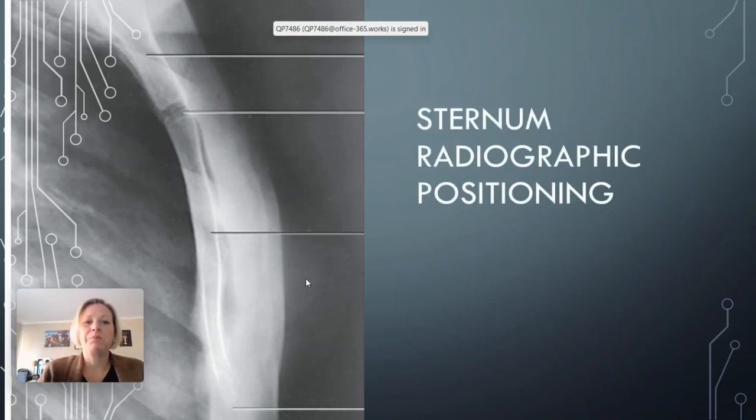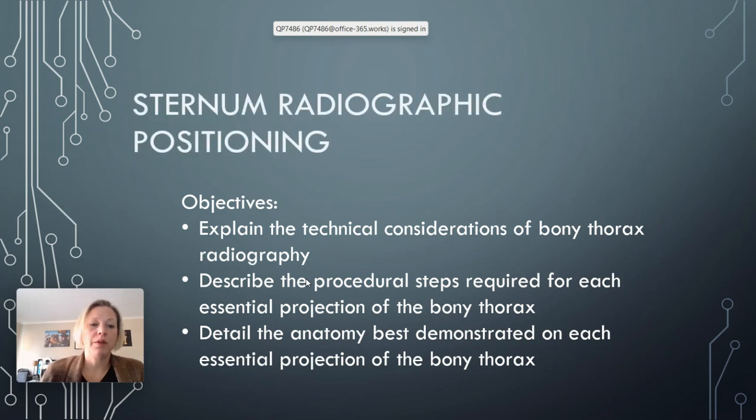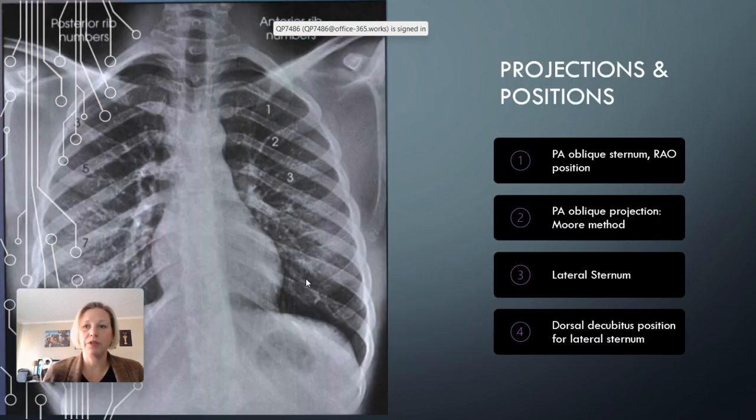This is the radiographic positioning portion for the sternum. Our objectives: we're going to talk about the technical considerations, the procedural steps for essential projections, and the anatomy best demonstrated on each essential projection for the sternum specifically. So this is an overview of the projections and positions that we will be discussing today.